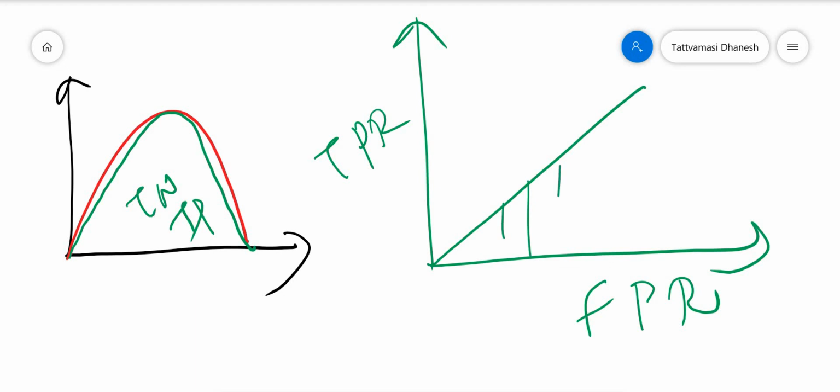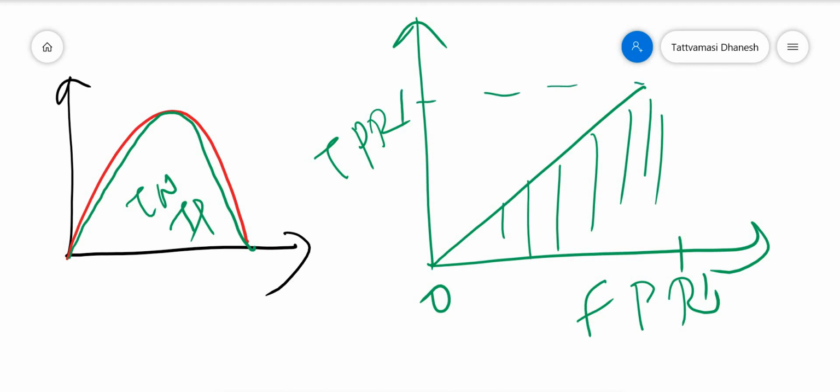Here, when you calculate the area under this, this is 0, this is 1, this is also 1. So this is a triangle, a regular shape, so you can take it as half into base into height, half into 1 into 1. So it should be 0.5. So the accuracy is only 50%. So like this, you can understand.